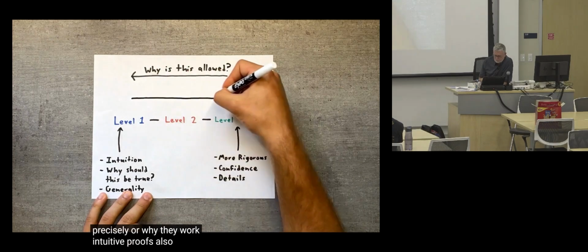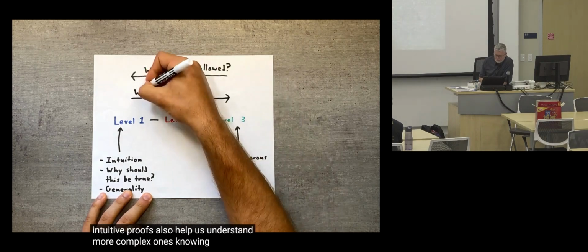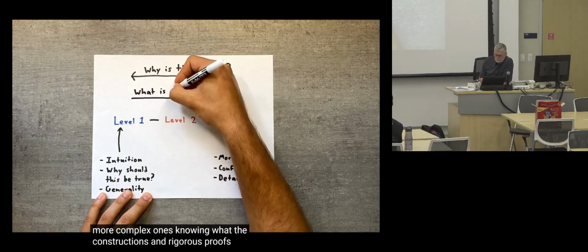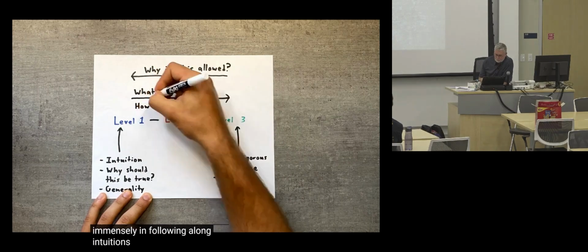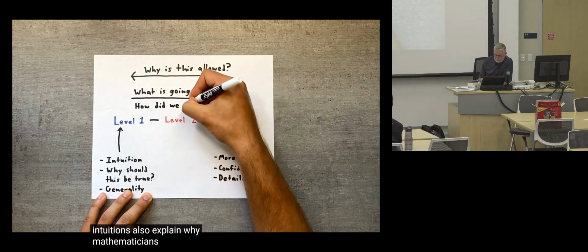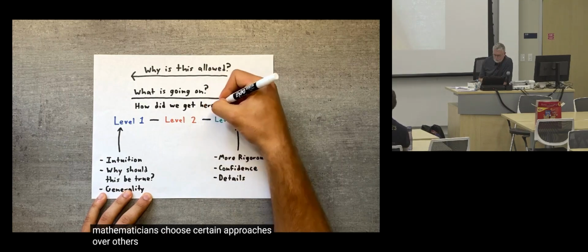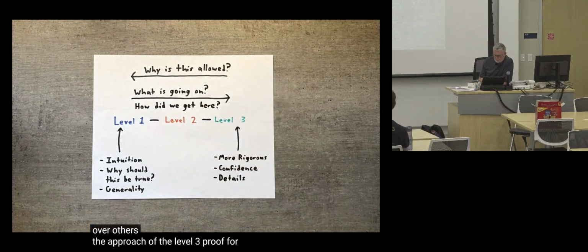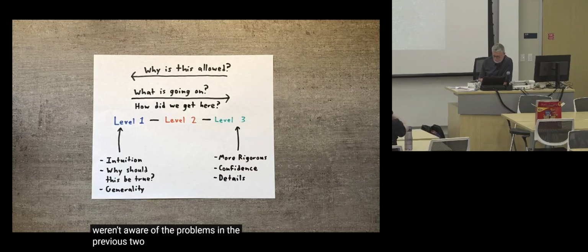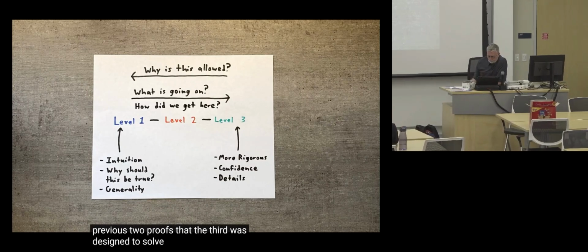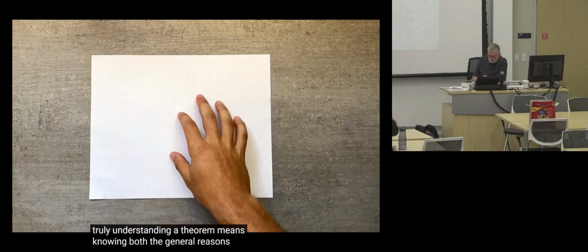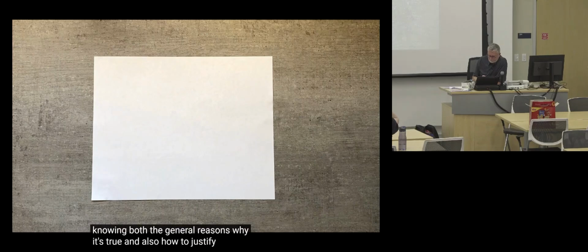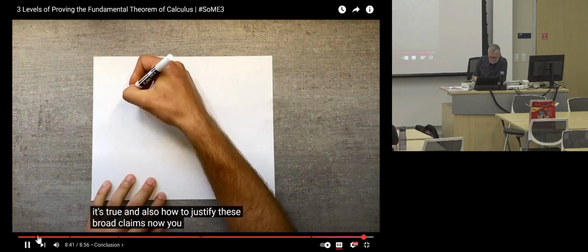Intuitive proofs also help us understand more complex ones. Knowing what the constructions in rigorous proofs represent on a simpler level aids immensely in following along. Intuitions also explain why mathematicians choose certain approaches over others. The approach of the level 3 proof, for example, would feel arbitrary if you weren't aware of the problems in the previous 2 proofs that the third was designed to solve. Truly understanding a theorem means knowing both the general reasons why it's true and also how to justify these broad claims. Now you have this understanding.